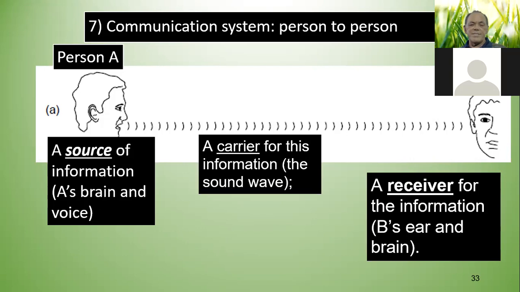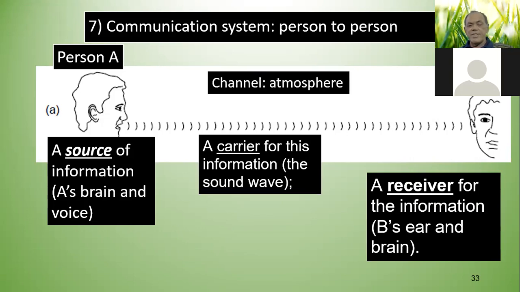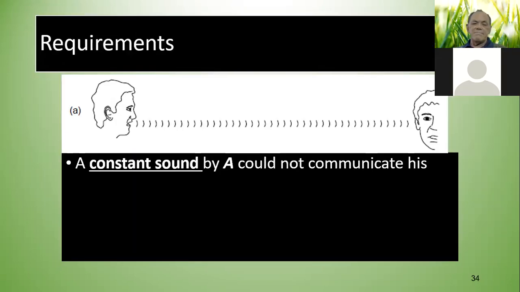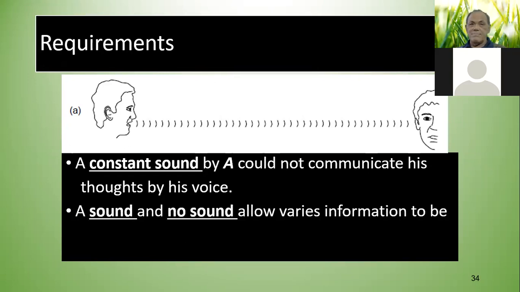Carrier of information will be your sound wave. Medium will be your atmosphere. Channel, your atmosphere or your sound wave. Constant sound by A sends nothing, cannot communicate anything at all, cannot communicate his thoughts by his voice. A sound or no sound, stop, then it can carry information.